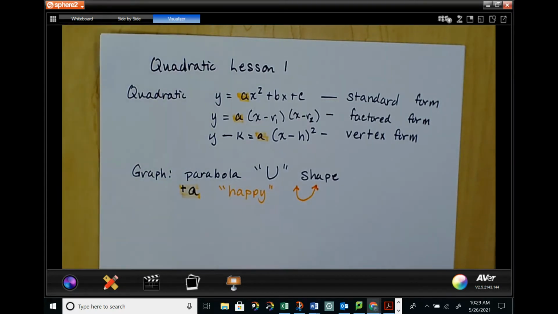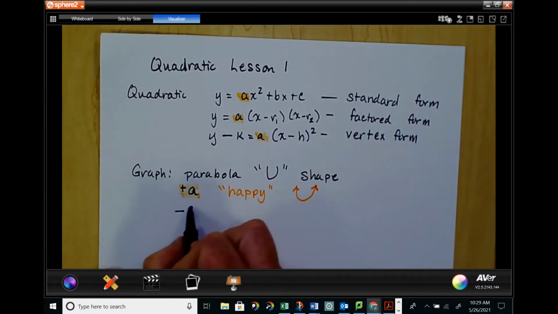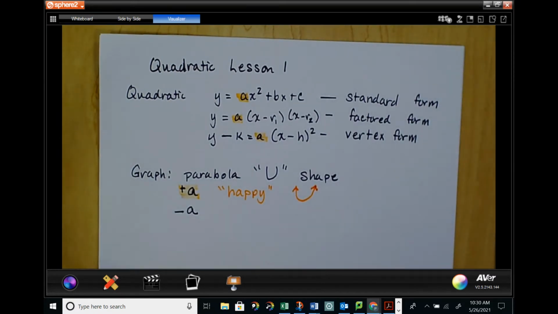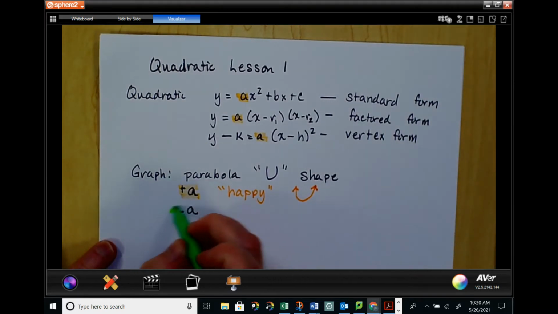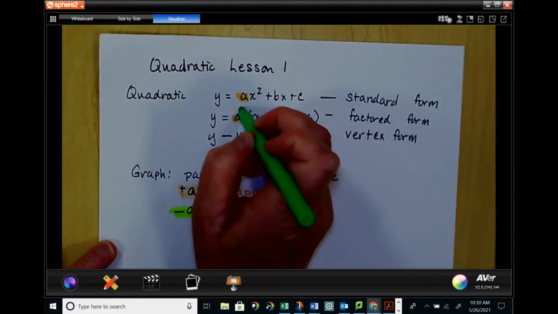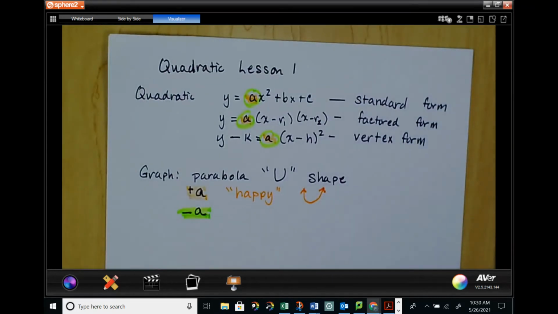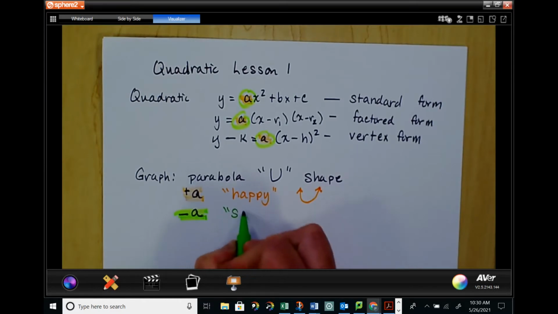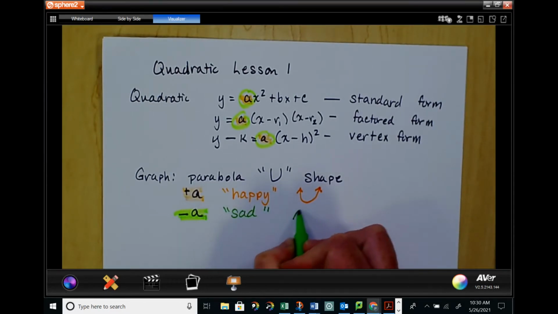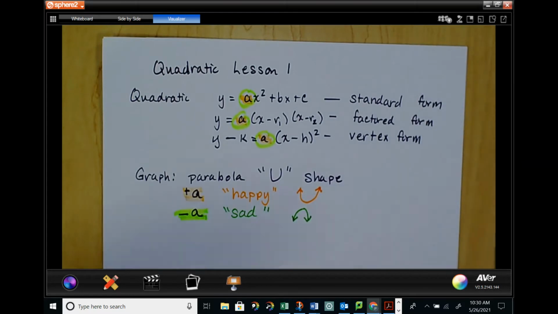Now, if you have a negative a, still the same location, this would be considered a sad graph. All right, so that just tells you if it's happy or sad. So these are all quadratics. That whole thing is what we are studying in this first lesson.